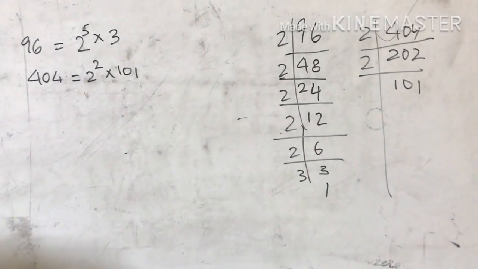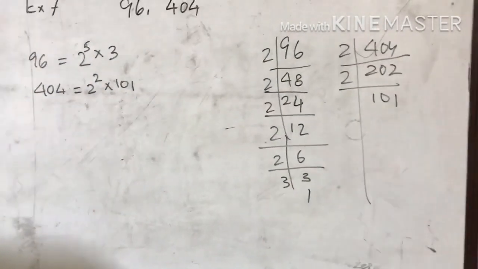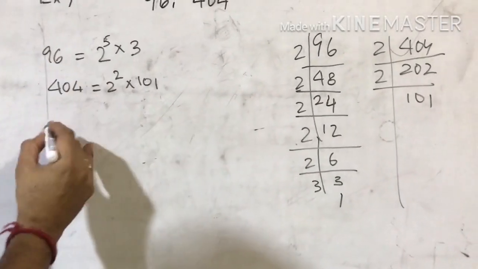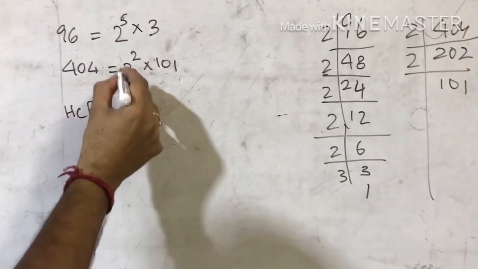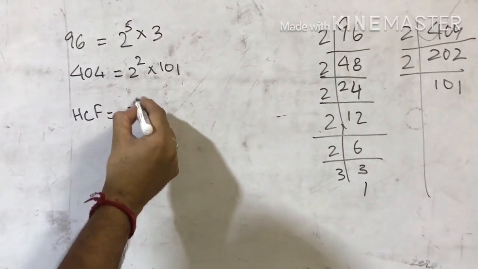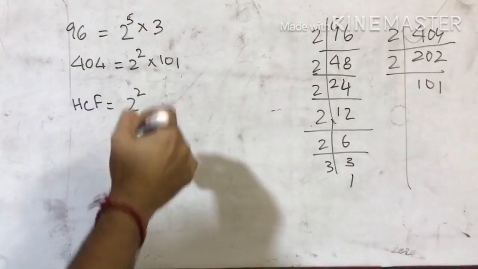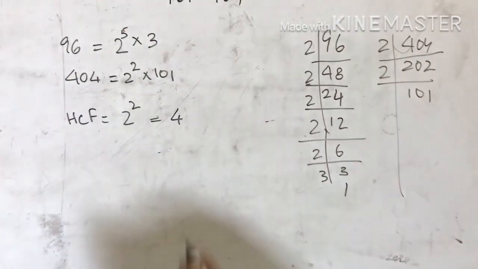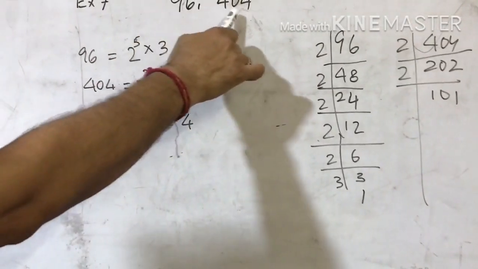See, these are the factors. So now what you will do, I told you that for HCF, if the number is same, then take the lower power. So 2 to the power 2. No other number is common, so HCF will be 4 only, of the numbers 96 and 404.